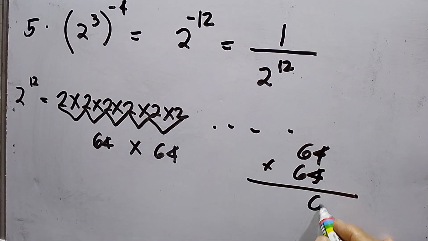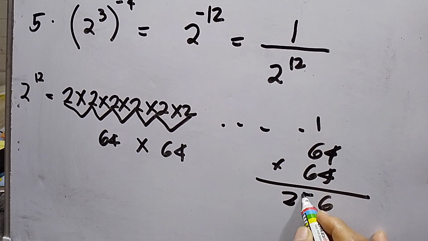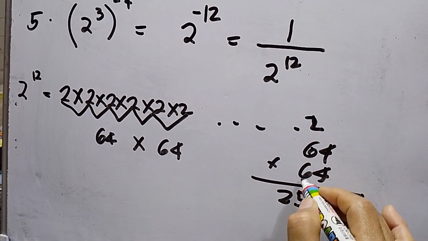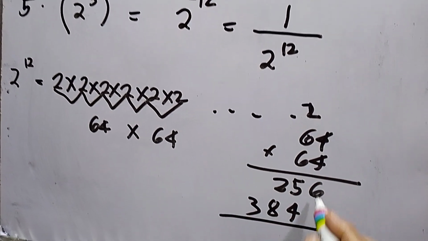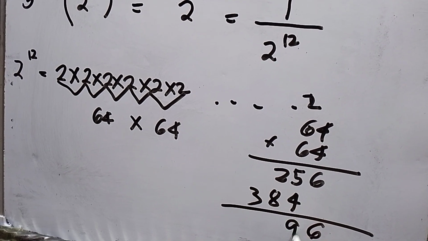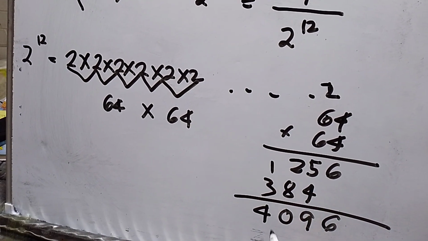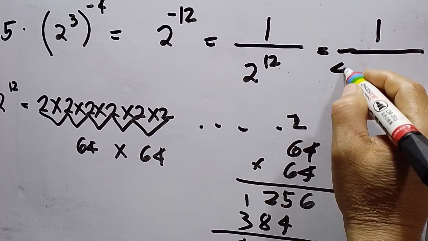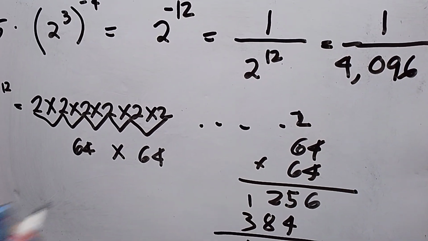So this will be 16, carry 1. 6 times 4 is 24, plus 1, 25. 24, carry 2. 6 times 6 is 36, plus 2, 38. So bring down 6. This is 9. This is 10, carry 1. So I have 4,096. So this will be equal to 1 over 4,096. So that's number 5. Now let's move to number 6.